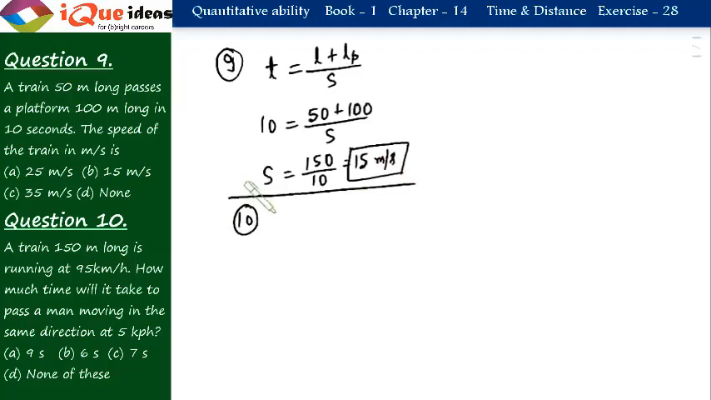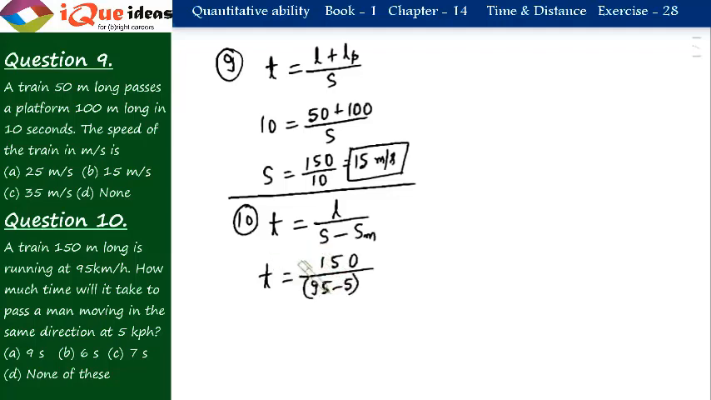It says a train 150 meter long is running at 95 kilometers per hour. How much time will it take to pass a man moving in the same direction at 5 kilometers per hour? Right. So the time taken by the train to cross a man running in the same direction would be length of the train divided by speed of the train, and same direction, so minus speed of man. So time taken would be equal to length of the train, which is 150. Now speed of the train is 95. Speed of the man is 5.